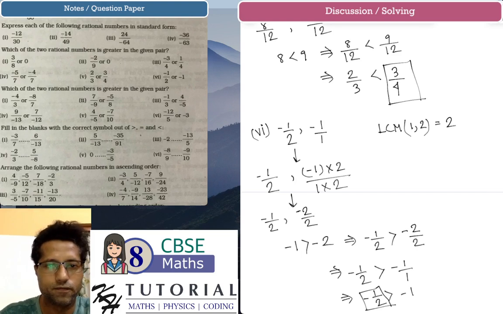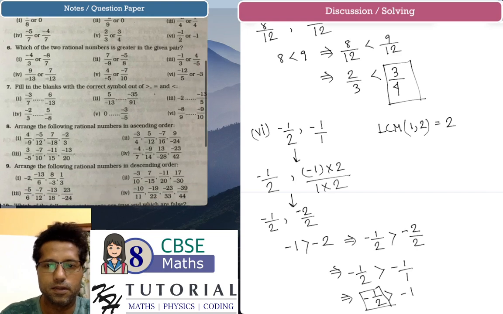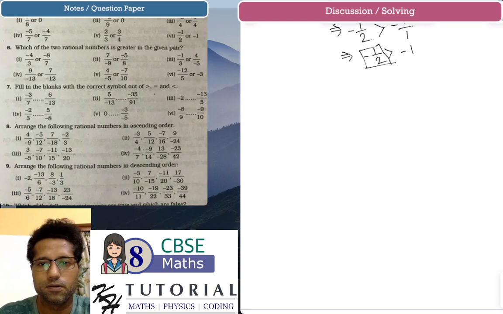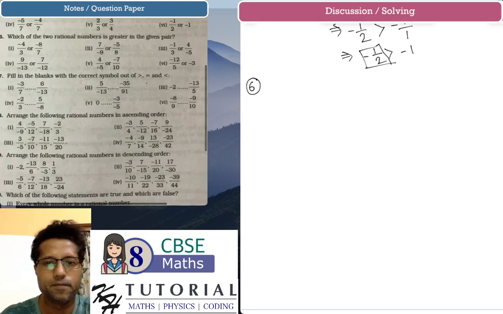Okay, so that was question number 5. Let's do question number 6. Question number 6 is also about comparing two rational numbers. Which of the two rational numbers is greater in the given pair? Okay, so there are a lot of problems. So let's do it.